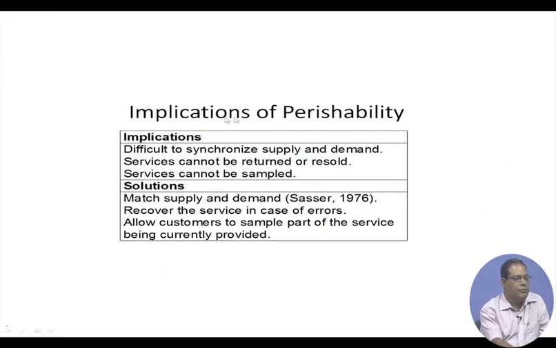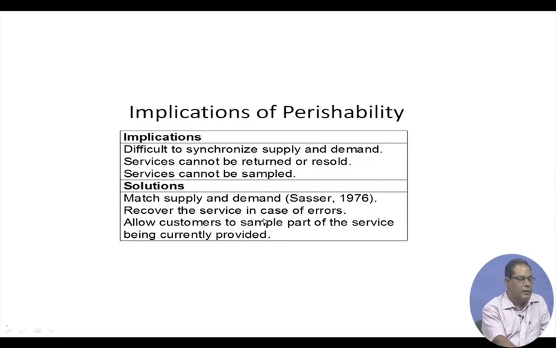Then we come to the implications of perishability, which is the fourth characteristic of services. Here the implications are that it is difficult to synchronize supply and demand. Services cannot be returned or resold. Services cannot be sampled. So, the solutions are to match supply and demand, as Sasser wrote about extensively in 1976.